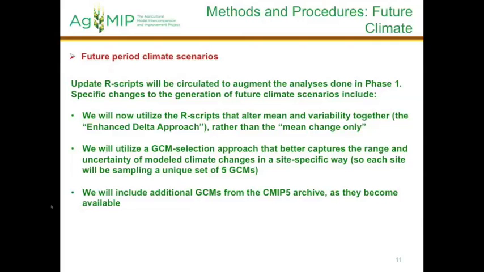We'll be utilizing a GCM selection approach that better captures the range and uncertainty of models' climate changes in a site-specific way. So each site will still have 5 GCMs, but it will be more of a unique set of GCMs that capture the range of response, climate change rather, at that site. And we intend to include additional GCMs from the CMIP5 archive now and as they become available as well. And those are updates that we will circulate.